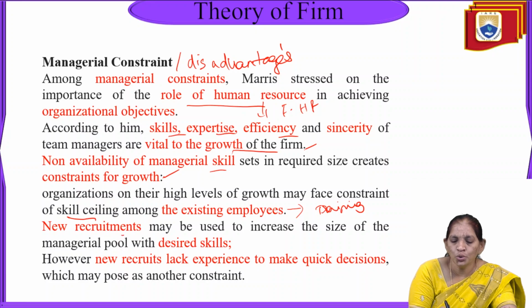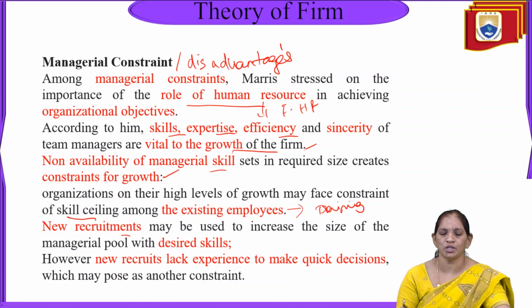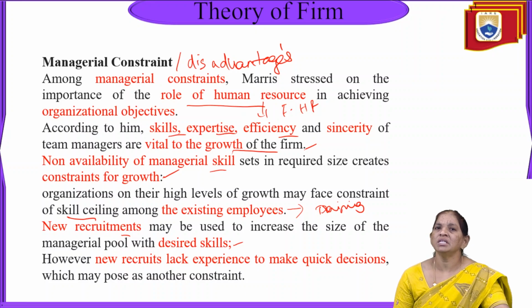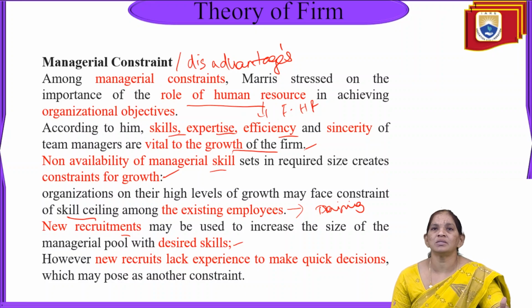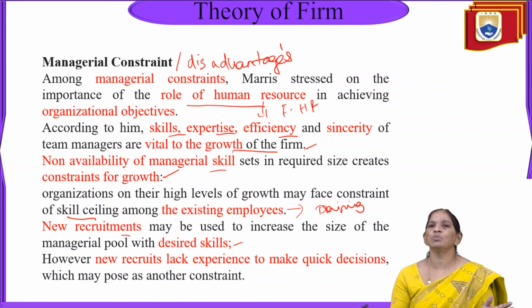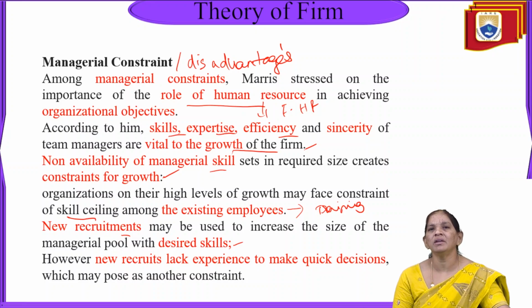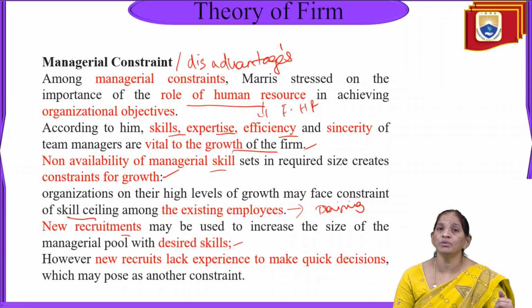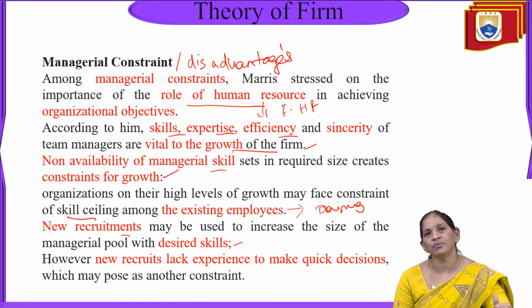The next one is newer recruitment used to increase the size of the managerial pool with the desired skills. If we go for new recruitment, we can't remove the existing employees, and the newer people will come. So the organizational cost, that is human resource cost and payments, will also increase. A very large pool of people with the desired skills will be there, but the old people also know the work and we hire new ones, so both make a large pool where money will be wasted. So hiring a large number of new recruits is also one of the constraints.